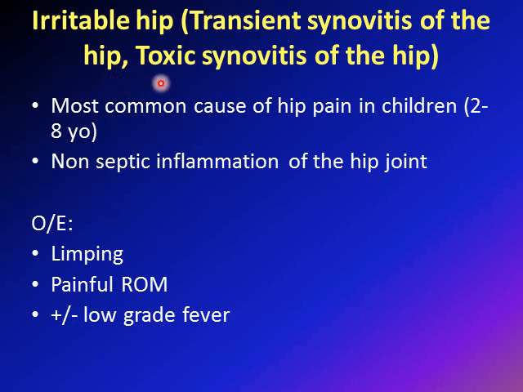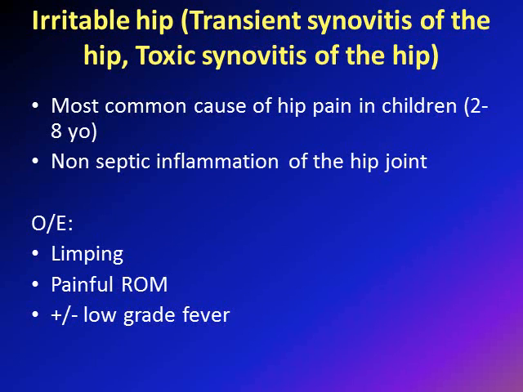So let's discuss now irritable hip or transient synovitis of the hip, sometimes called toxic synovitis of the hip. This is one of the most common causes of hip pain in young children. So if you have a child 2 to 8 years old with a 2 or 3 days history of hip pain, this should be at the top of your list.